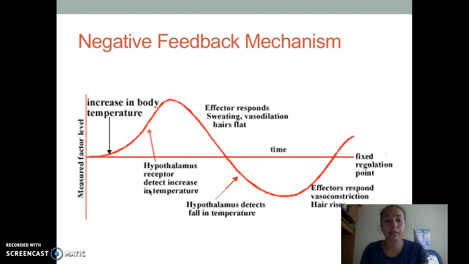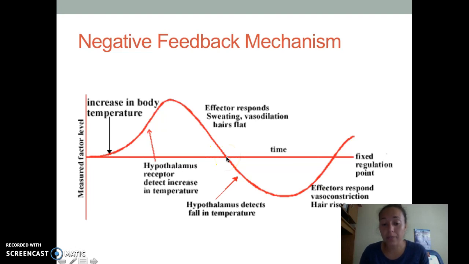So let me kind of show you an example here. So we're at the set point. Deviation away from the set point, right? So an increase in temperature, 98.6 is here, an increase in body temperature, so you're deviating away, and then what happens? You go back to the set point. Negative feedback mechanism. But one thing that students have made a mistake on in the past is they think that negative means you have to go down. That's not the case. You just have to go back to the set point.